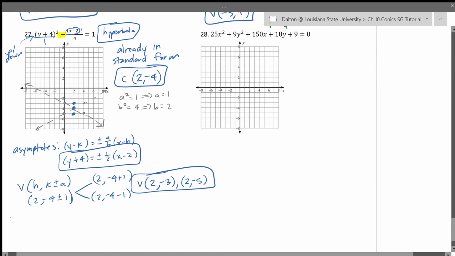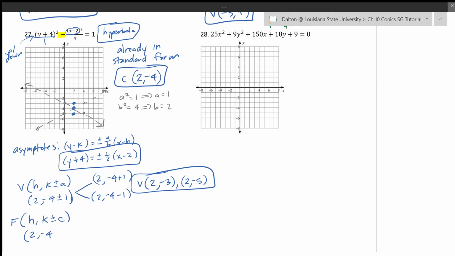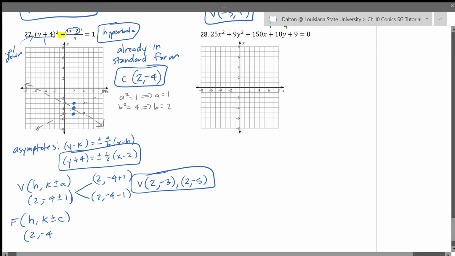The last thing to find is the foci, which are given by h comma k plus or minus c. Again, I know h and k, it's going to be 2, -4. And then we have to find c. Well, in a hyperbola, the relationship between a, b, and c is that c squared is equal to a squared plus b squared. So if I already know a and b, I can square them. A squared will be 1, plus b squared will be 2 squared, which is 4.